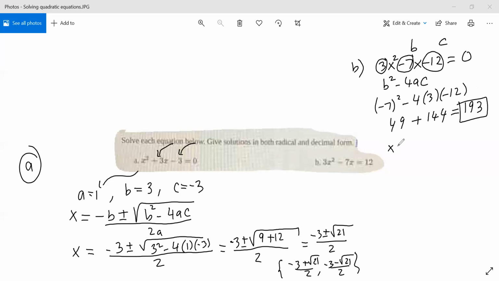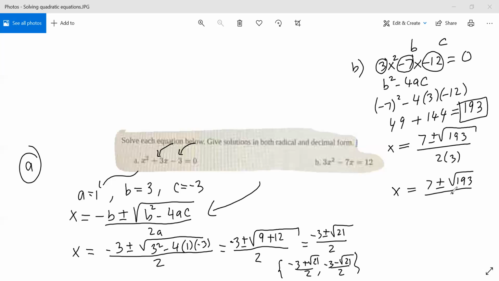So let's do that. Again, I'm just going to plug it into this formula right here. And that is 7 plus or minus, and I already computed b squared minus 4ac, so I will just place that number here, divided by 2 times 3. So x equals 7 plus or minus root of 193, divided by 6.